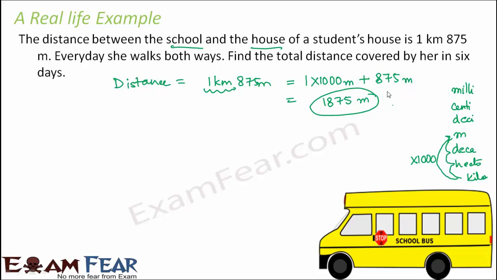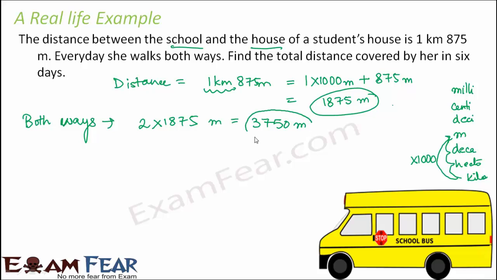Now every day the girl walks both ways. That means while going she walks 1875 meters, while coming back also she walks 1875 meters. So both ways would mean how much distance is she covering in one day? 2 into 1875 meters. That is basically 3750 meters. So this is the distance that she is covering in one day while going and coming back.